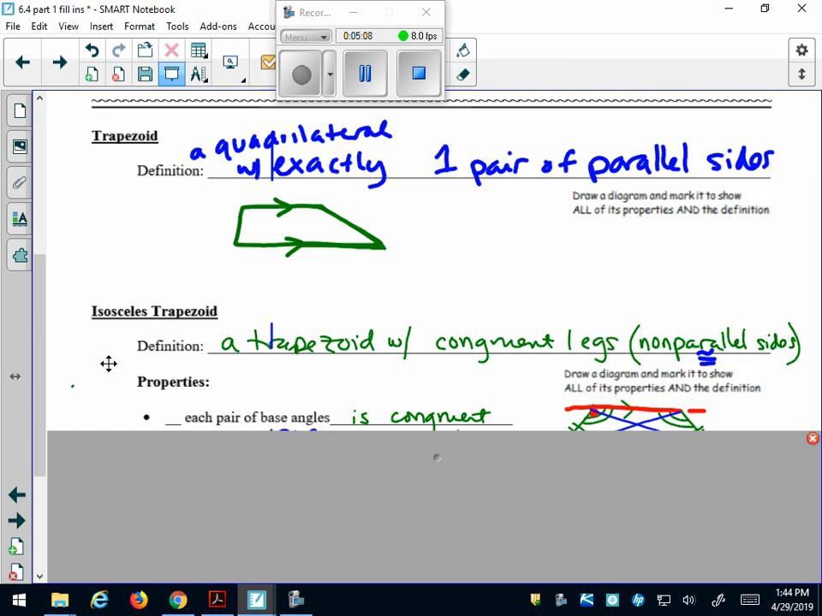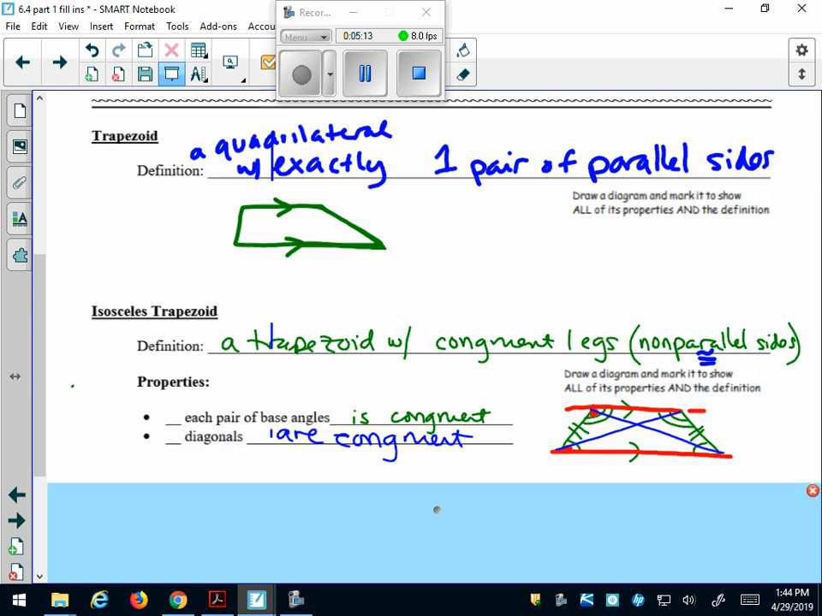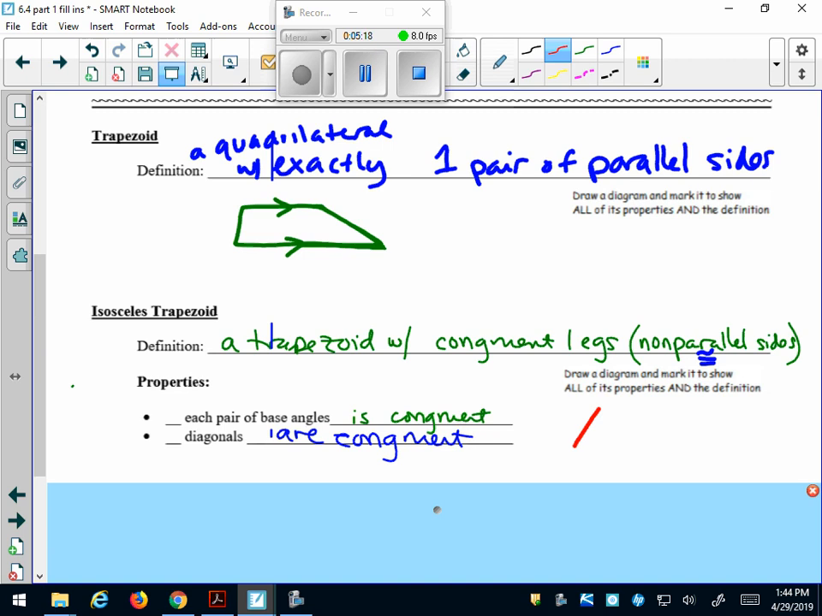Okay, when you create a trapezoid where the two non-parallel sides are congruent, we get some special properties that happen. So these two things are going to happen. Again, on the pink sheet, this is finishing filling out the blanks for trapezoids.